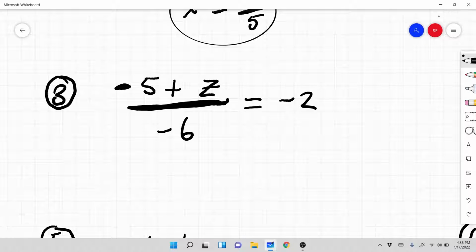For 3, we have a negative 6 that's divided into everything. So we're going to attack it the same way. And we're going to multiply negative 6 on this side. If we do it to that side, we've got to do it to this other side too.